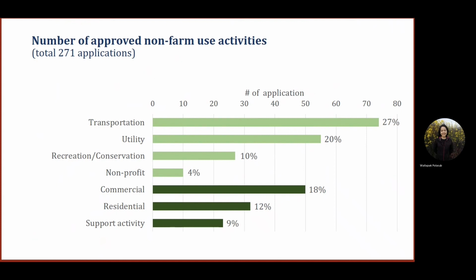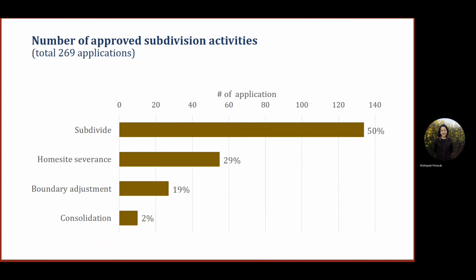We code them into different colors, light green and dark green, because we thought that the dark green ones, commercial, residential, and supporting activities, are specifically for the private benefit of the landowner. However, the lighter colored ones seem to provide benefits to the greater community and the general public as well. So we just wanted to point that out a little bit.